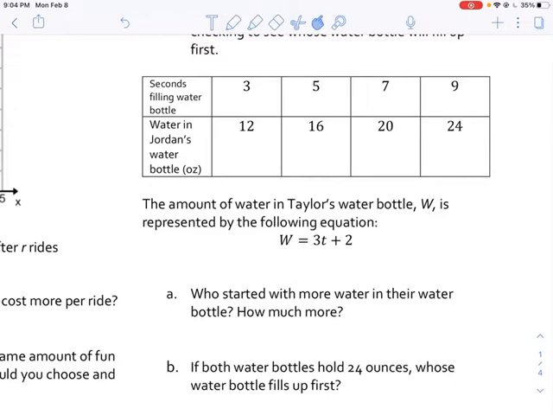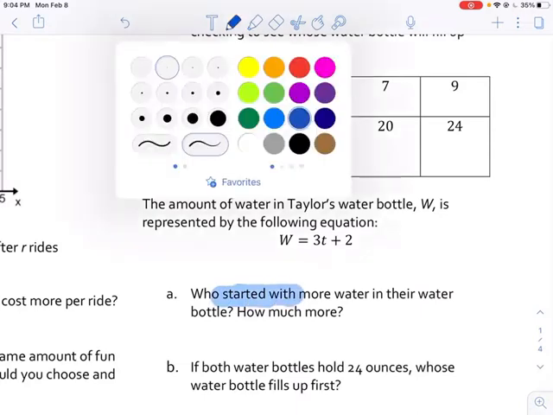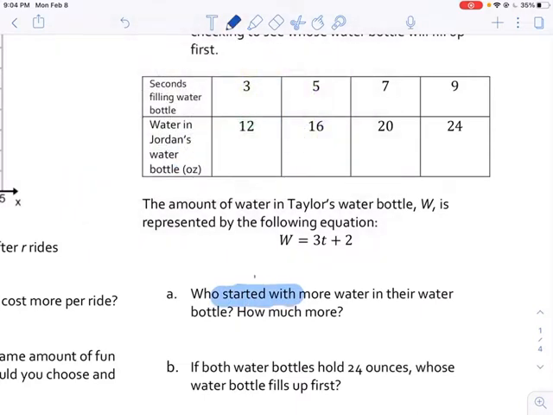How much more? So when we look at our wording, we see that it says who started with. That tells me that we're looking for the starting point or the initial value. So we want the y-intercept of each of these. And then it asks how much more, and we can subtract once we figure those out.